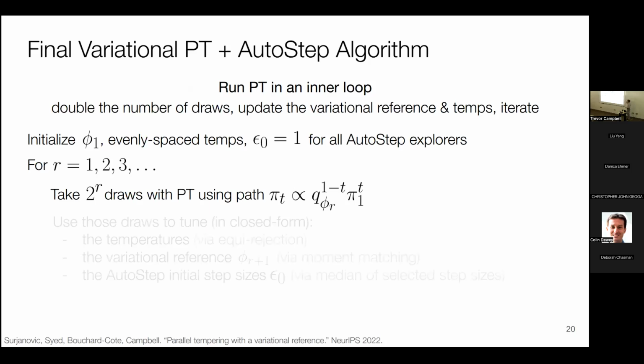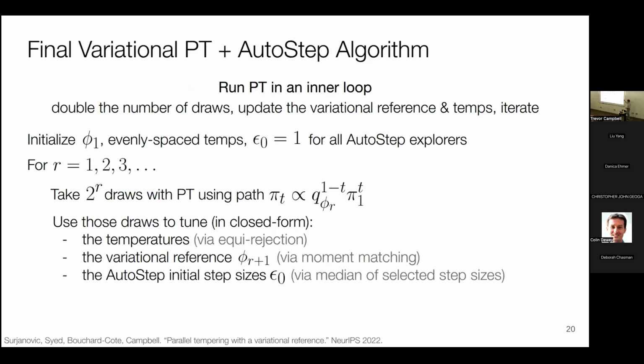I then use those draws to tune in closed form the new set of temperatures via that equi-rejection criterion, the variational reference via moment matching, and the autostep initial step sizes, epsilon, which I haven't told you about yet. We just look at the median of the step sizes that we tried when running autostep in the previous round. You'll notice there's no user input here at all. The user never has to say anything. As long as they're willing to design a probabilistic model, they can pass it off to Pigeons, and Pigeons will just do this. To me this is a very compelling framework for doing Bayesian inference. The one thing that's not automated here is choosing N, which you still have to do. But I think there are automated ways of doing that, and we're working on that this summer.